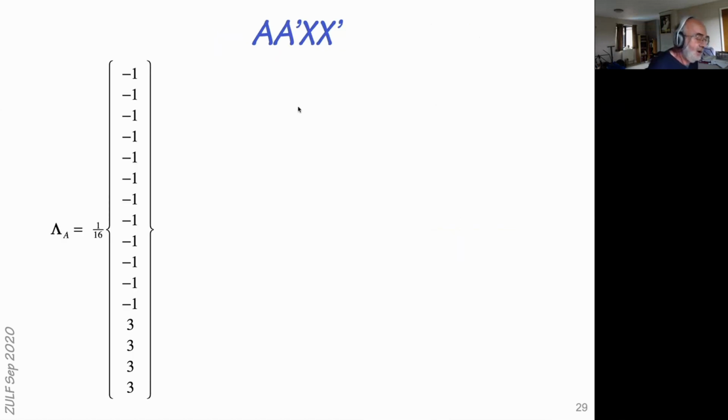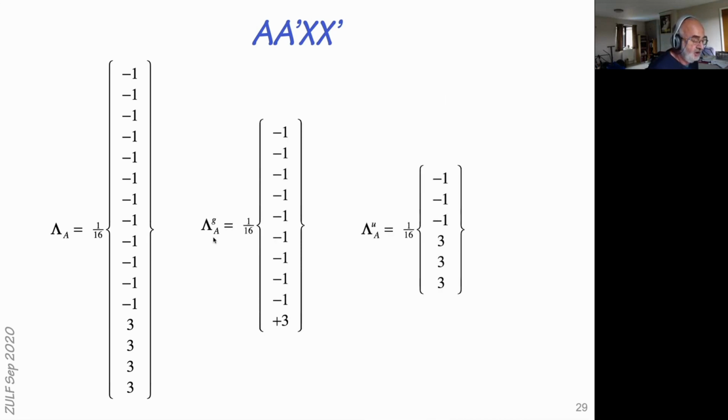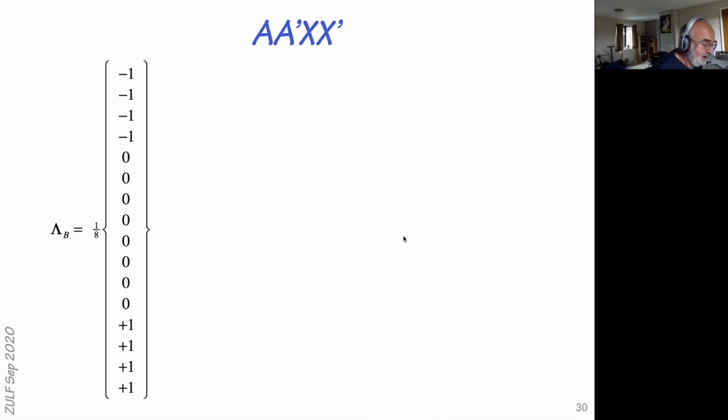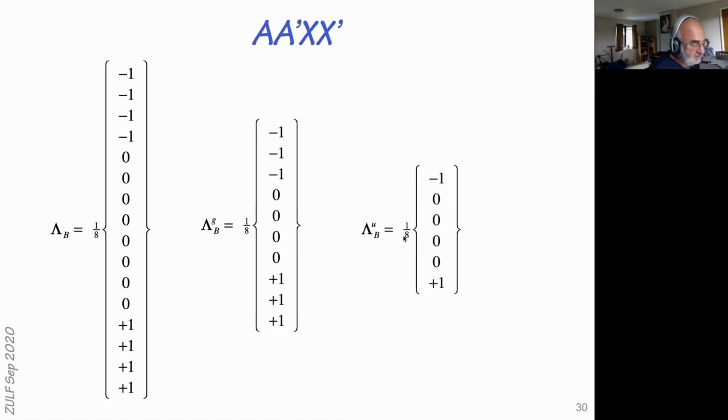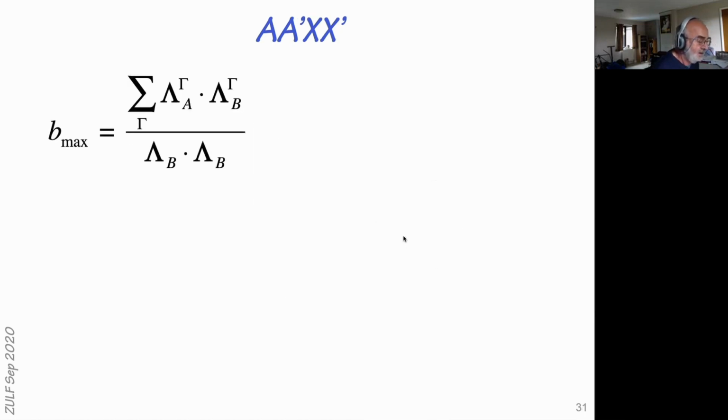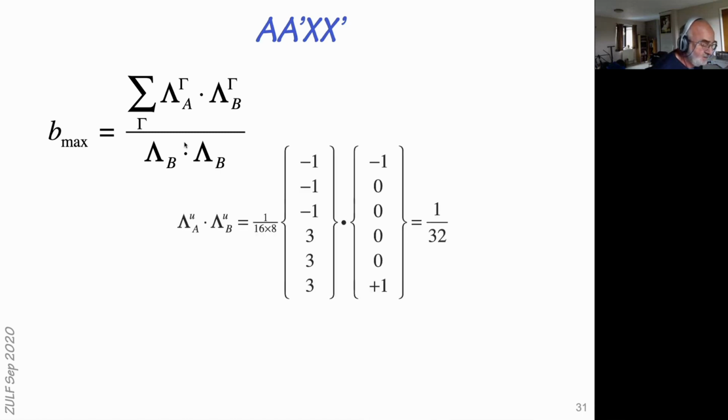And then we can do the same for the A prime X X prime case. In this case, we have two IREPs, G and U. And again, if we extract the eigenvalues, it now looks like this. So now we have 9 minus 1s and a single plus 3 divided by 16. And similarly for the U eigenvalues. And for the B eigenvalues, we get also a vector of 10 elements and a vector of 6 elements. And again, we can combine these vectors to extract the maximum possible transfer by calculating this factor here.